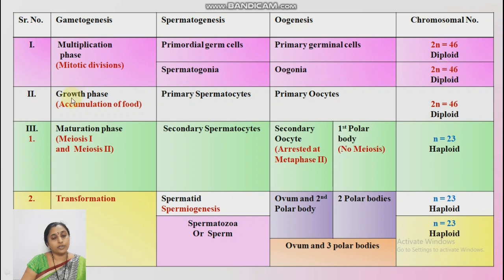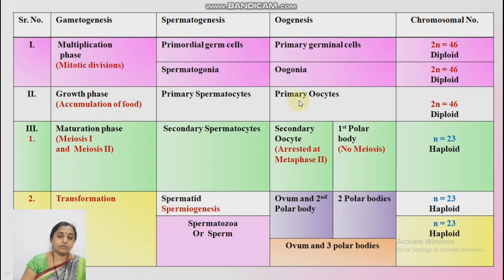Now the growth phase, accumulation of food. Spermatogonia develop to form primary spermatocytes and oogonia form the primary oocytes. Both are again diploid, but they are in the growth phase. Now primary spermatocytes in spermatogenesis undergo meiosis 1 and meiosis 2 as the maturation phase starts. They form the spermatids, and these spermatids transform into sperm, the male gamete or spermatozoa. That process is known as spermiogenesis.